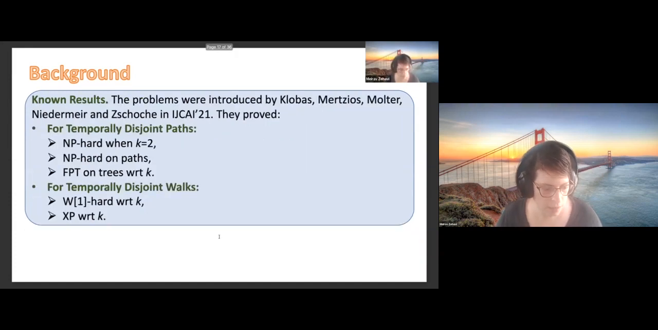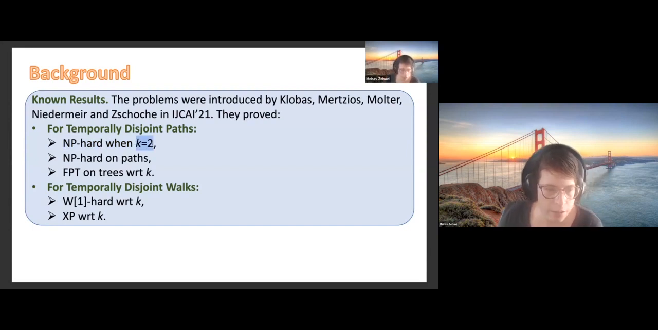Okay. So still about the background, these problems, temporally disjoint paths and walks, were introduced in 2021 at ICALP. And there it was proved that these problems are very hard in the following sense. For temporally disjoint paths, the problem is NP-hard even when k is equal to 2. Compare this to the static setting, where the problem is FPT in k. And so it's NP-hard for k equal to 2.